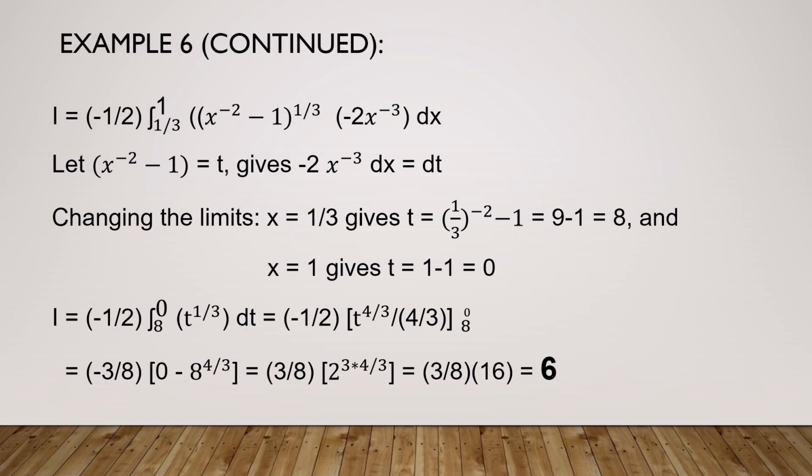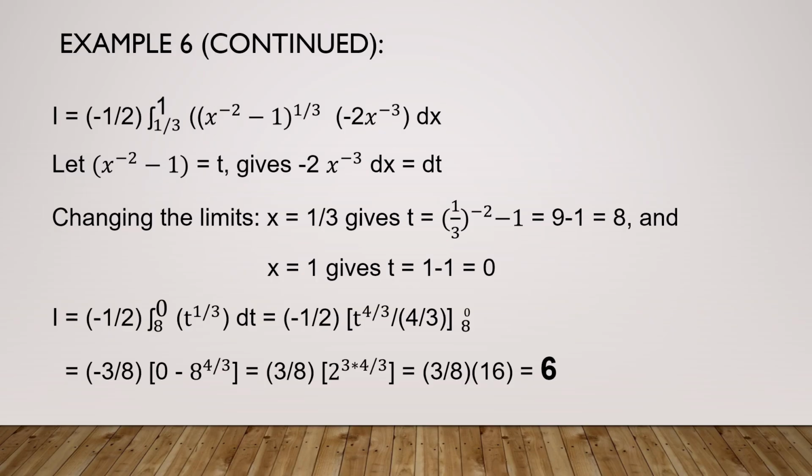So now our integral will become I is equal to minus half into integral from 8 to 0 of t raised to 1 upon 3 into dt. Now you can understand why we multiplied and divided by minus 2, because minus 2x raised to minus 3 dx, this whole term has become dt.